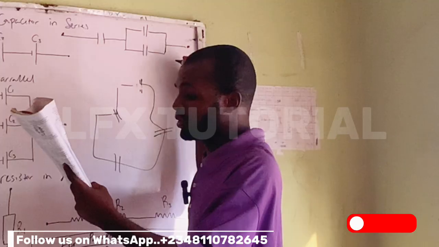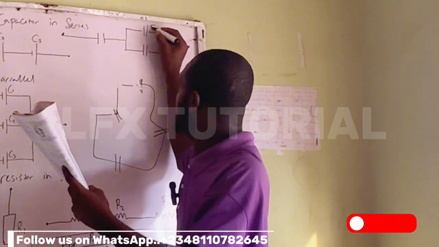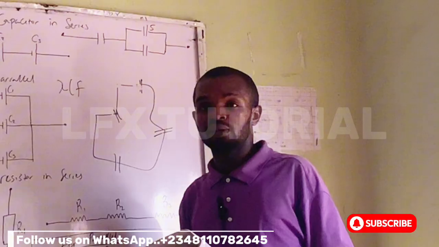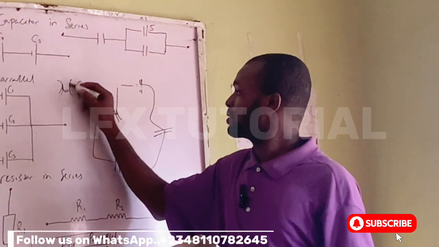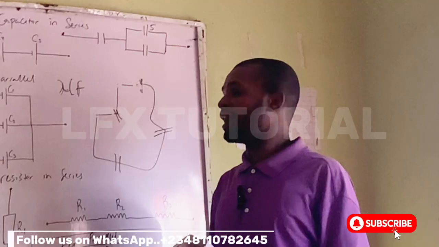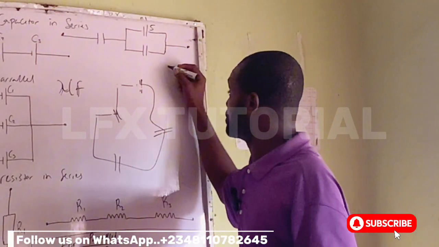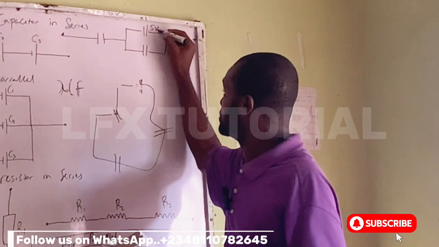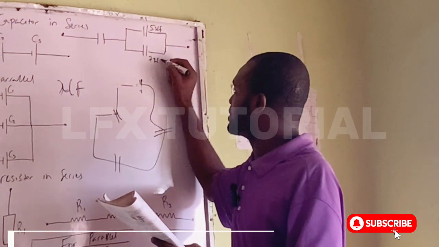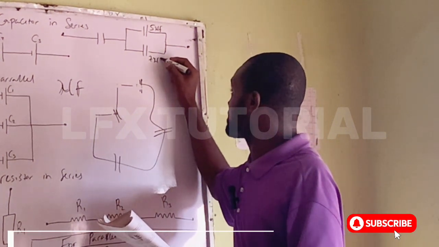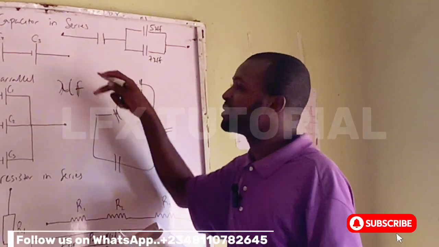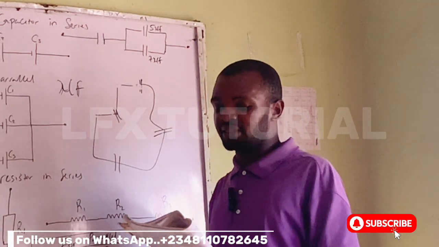Then look at the circuit that was drawn below. There is 5. What is this, class? What is this thing? Microfarad. Very good. A micro is how many? 10 raised to power what? Is it 10 raised to power minus 6 or 10 raised to power 6?